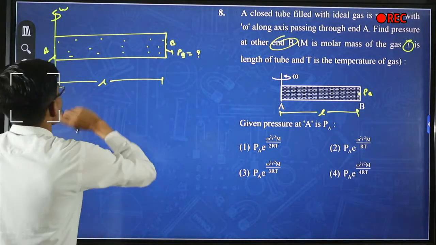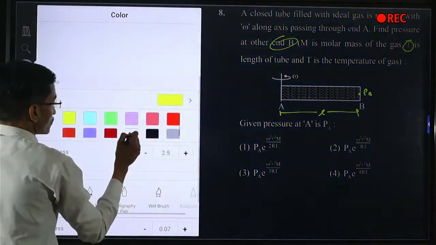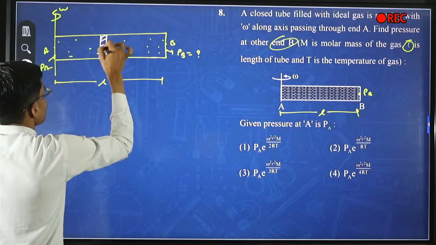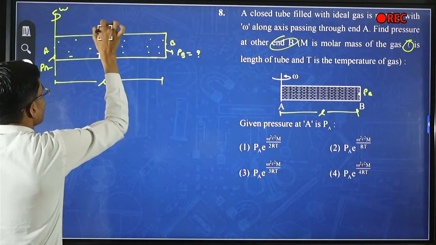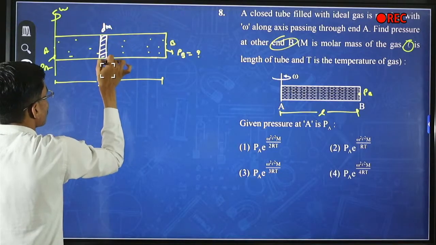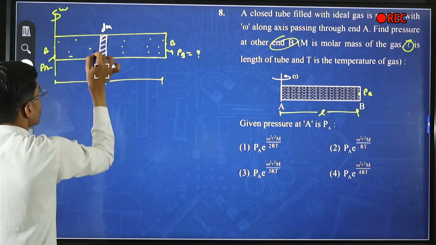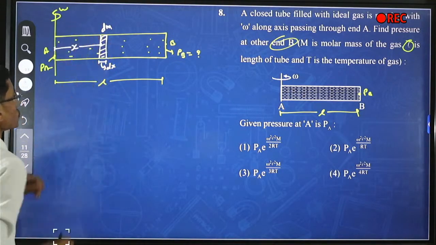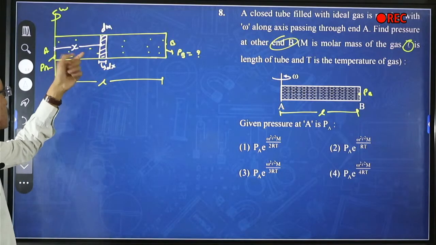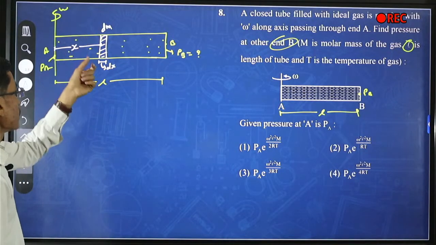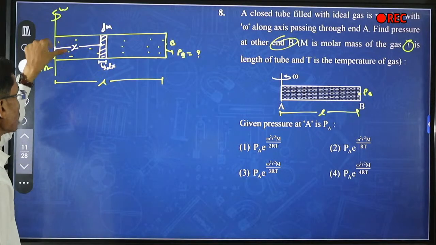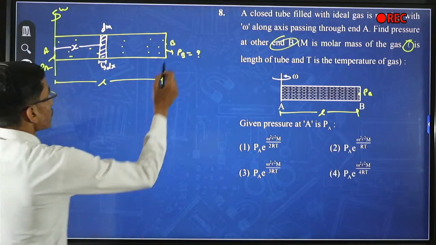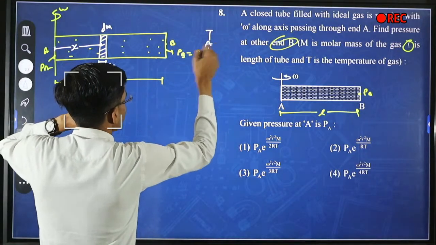So let us take one general point. Let us say that this is the small mass dm, length of this is dx, and distance from this is can be taken as x. So we take one small element of mass dm, thickness dx, and distance from this point is x. We can say that area of this tube is A.